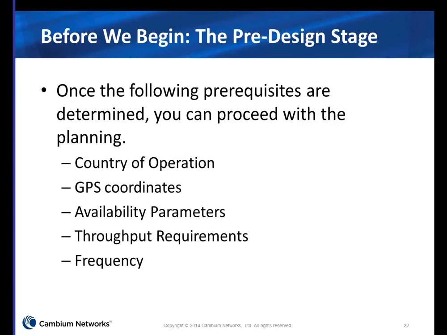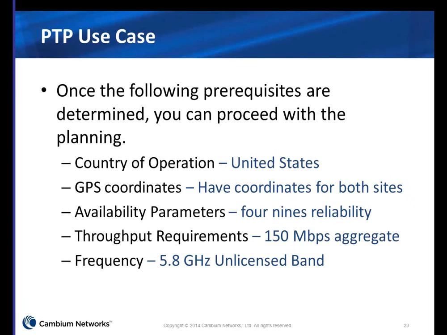Before we begin, there's generally some information that you need to have available to you about the link that you're trying to plan. This can include the country of operation, the coordinates, those are essential. We need to know where the two endpoints are, the availability and throughput parameters that you're looking for from your link, and the frequency band that you want.